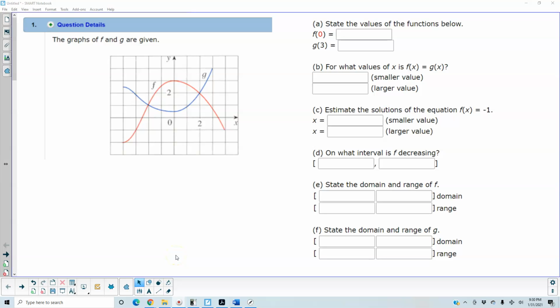The graphs of f and g are given. The graph of f is in red, the graph of g is in blue. For the first part A, it says state the values of the functions below.